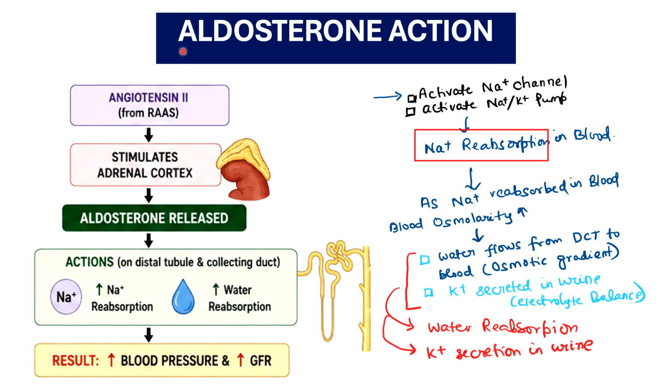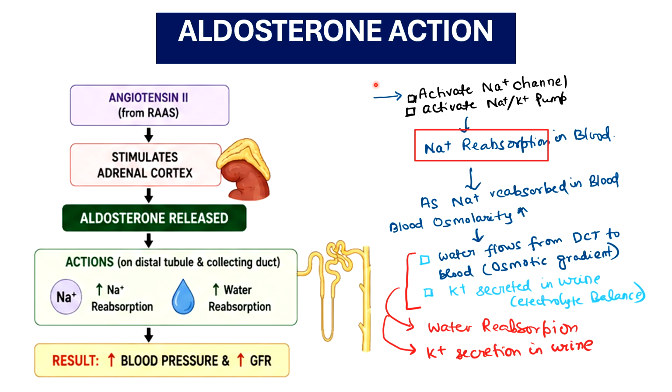In the RAAS pathway, we looked into the action of renin and angiotensin. Now, let's look at the action of aldosterone. Angiotensin 2, which is released in the RAAS pathway, in addition to being a vasoconstrictor, also causes stimulation of the adrenal cortex. This in turn releases the hormone aldosterone. Now what does this aldosterone do?